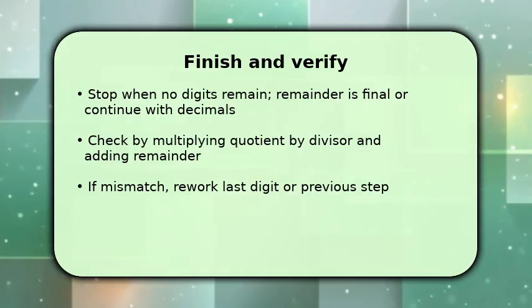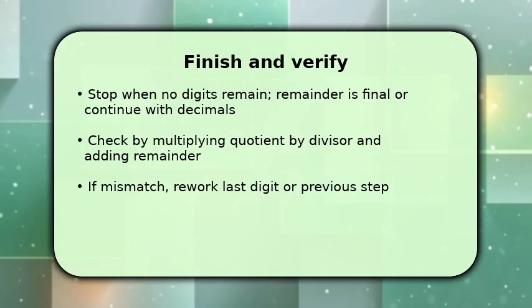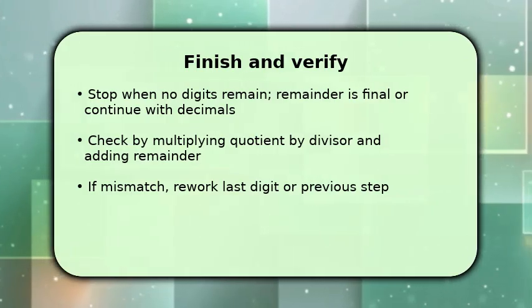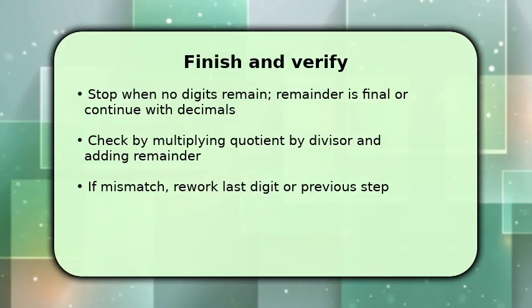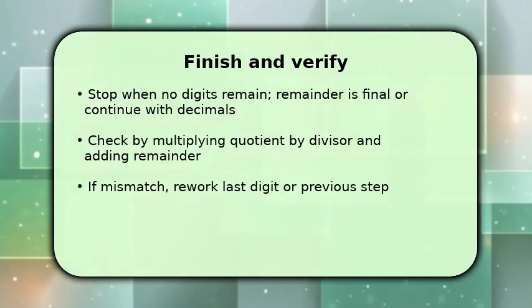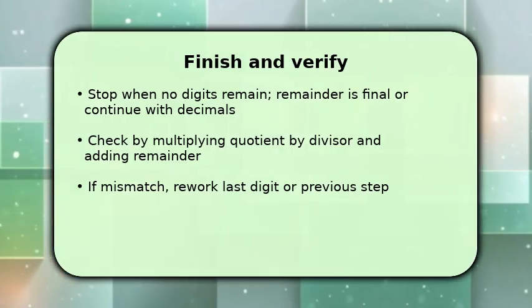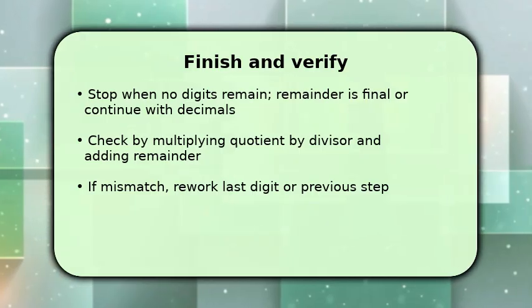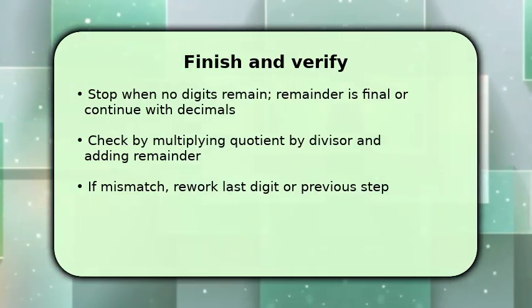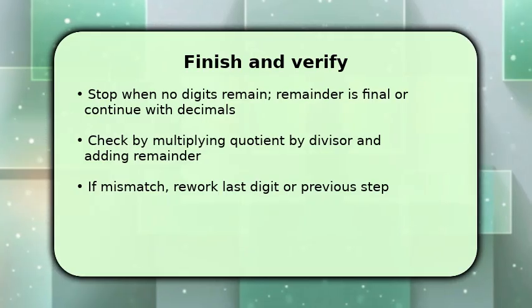If it does not, retrace your last step. Re-estimate that quotient digit, remultiply, and resubtract. Small alignment errors or an off-by-1 quotient digit are the usual culprits. One troubleshooting tip: if results go wrong, re-evaluate the last multiplication and subtraction carefully.